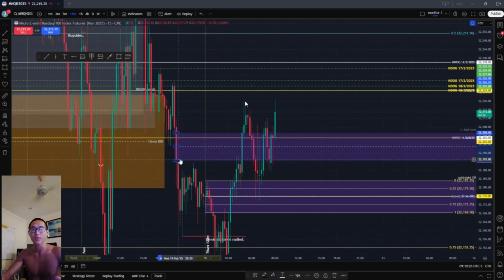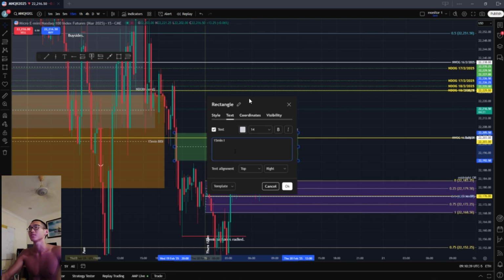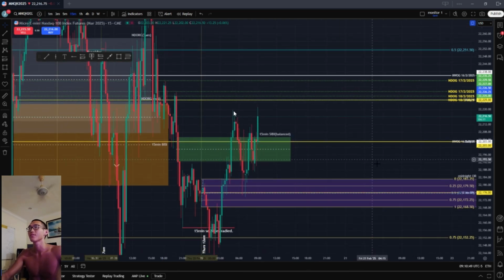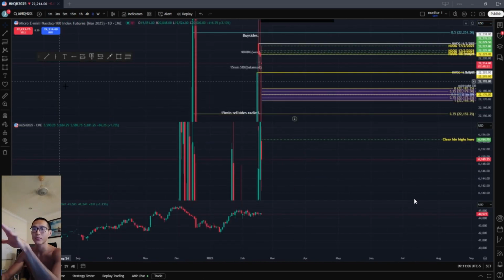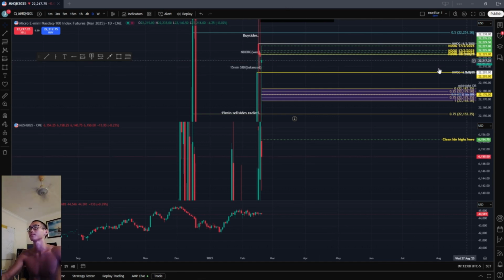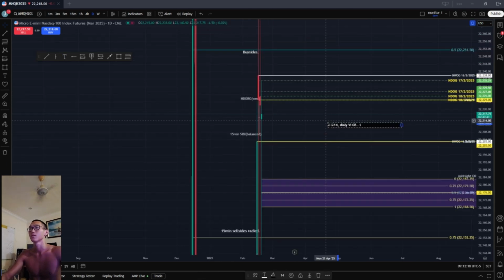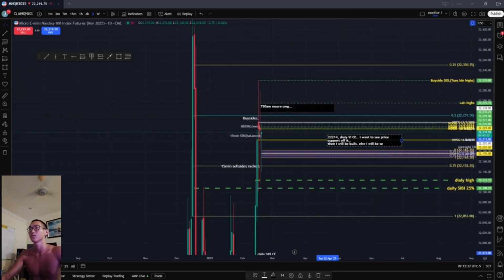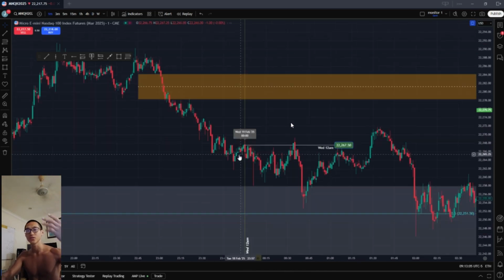But right here is about the current session. You can see, just a glimpse, 15-minute buy side was taken right here, and it's 9:10 a.m. Right here I'm just doing my pre-market analysis. As I said, 2214 is the midpoint of these two yellow lines, so I want to see price go higher in order to be bullish.